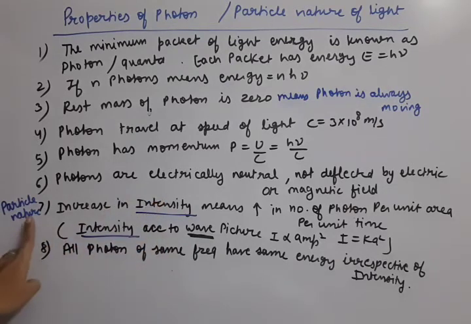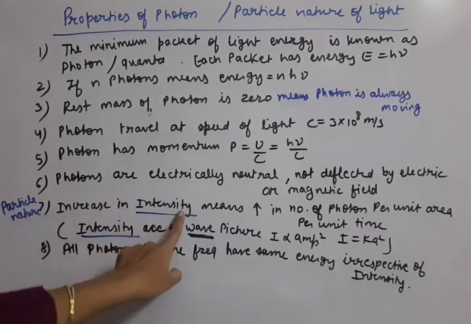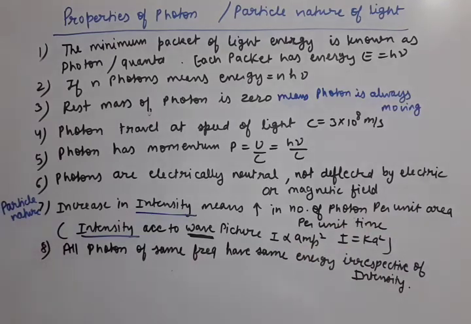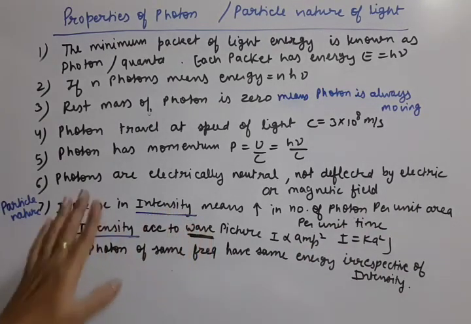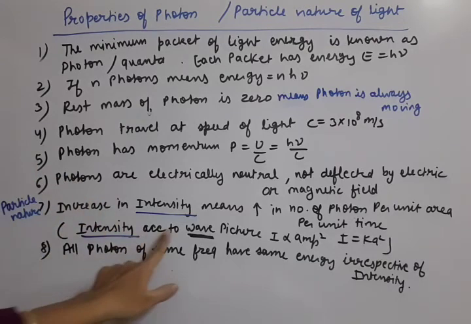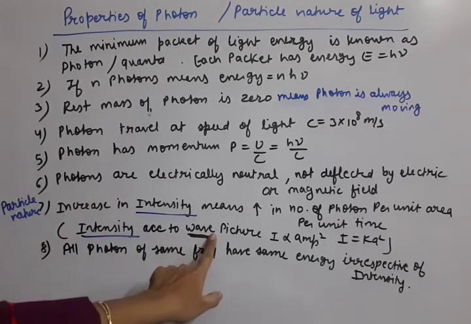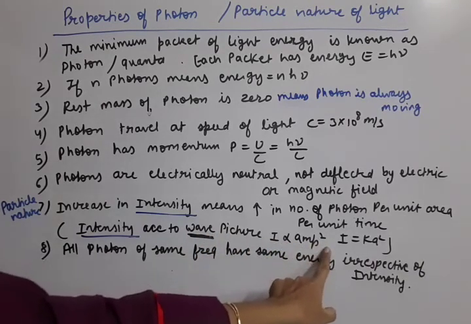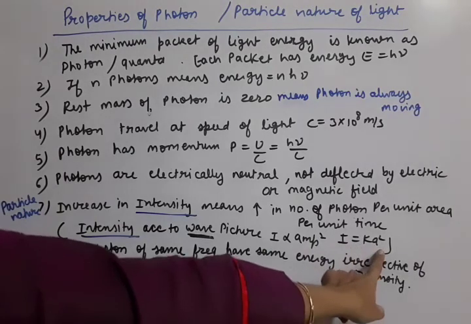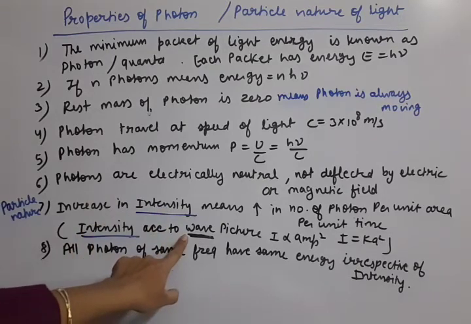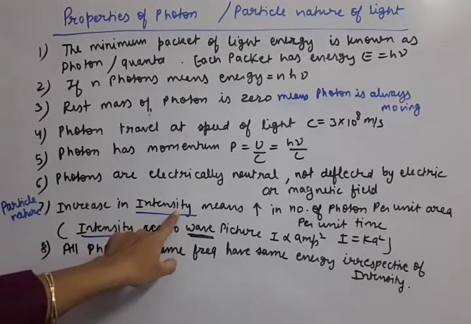So remember, according to particle nature, intensity means the number of photons per unit area per unit time. This we have already used in this chapter. And intensity according to the wave picture: like in interference and diffraction we have seen, intensity is proportional to amplitude squared, or Ka square. So these are the two definitions. We used this definition in the optics chapter, and we are using the other definition in the dual nature chapter, unit 7.